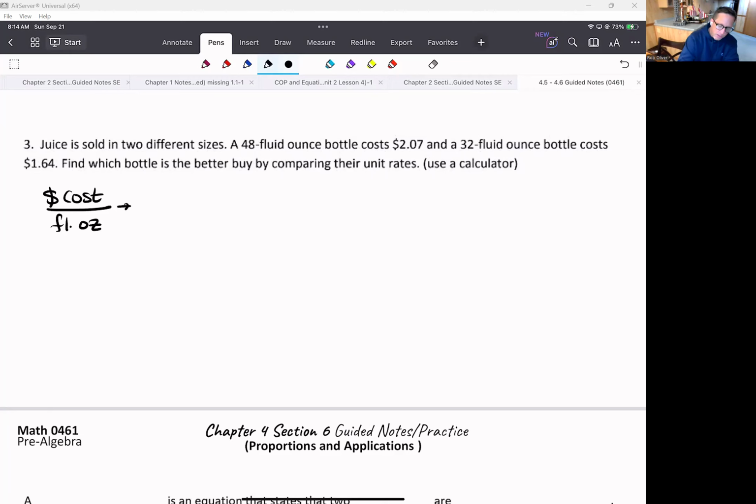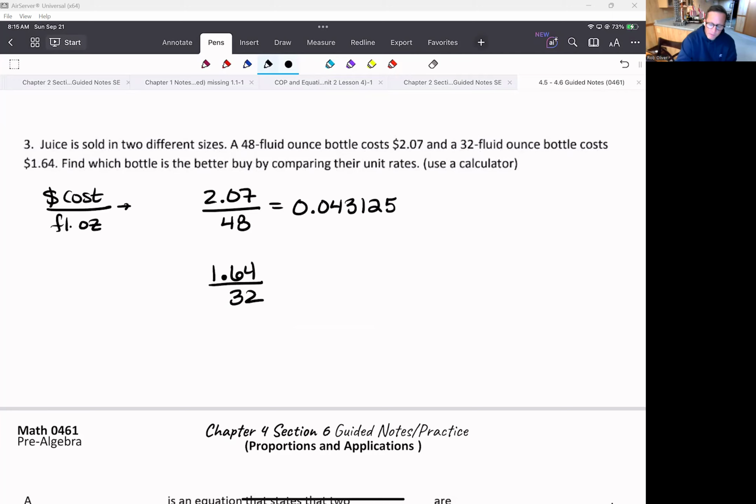And that's probably going to make the most sense. All right, so the first size, the 48 fluid ounce, we're going to do 2.07 divided by 48. And for the other one, that's $1.64, so 1.64 divided by 32. And we're just going to divide those. That's it. So we're going to do 2.07 divided by 48. And on my calculator, I'm going to write down the exact number I got.